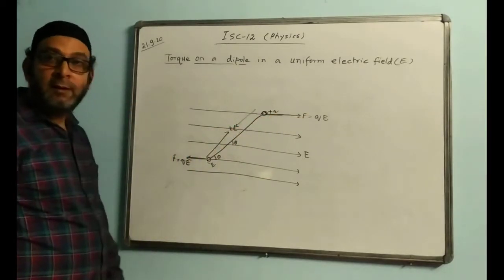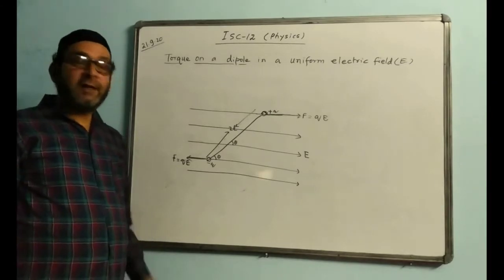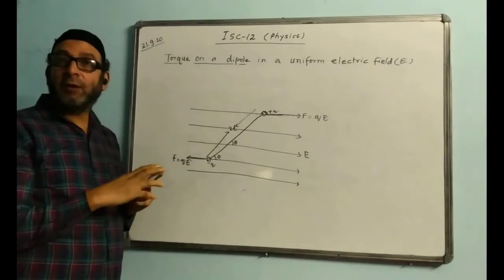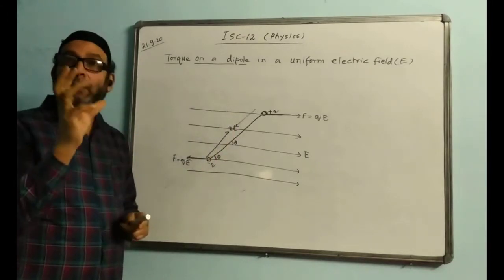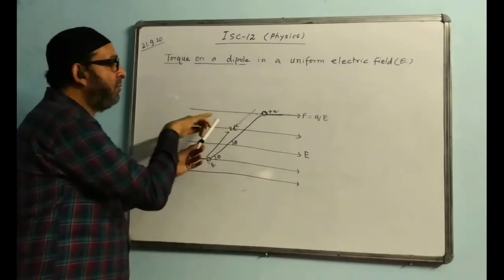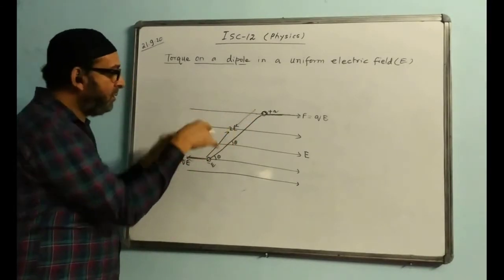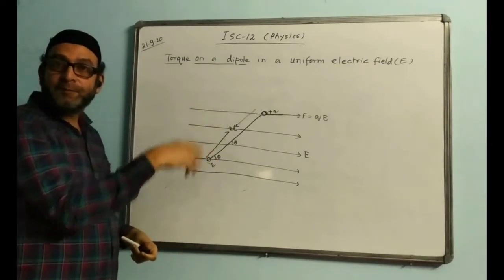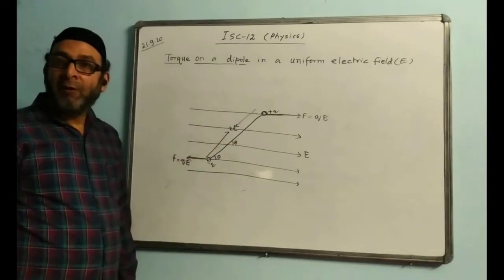QE, QE. Since the two forces are acting in opposite directions and their lines of action are not the same, what will they form? They form a couple. And a couple causes rotation about the midpoint. This one will push like this and this one will push that way, so there will be rotation. It will start turning in this region.